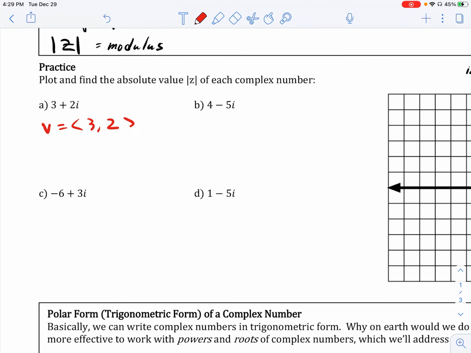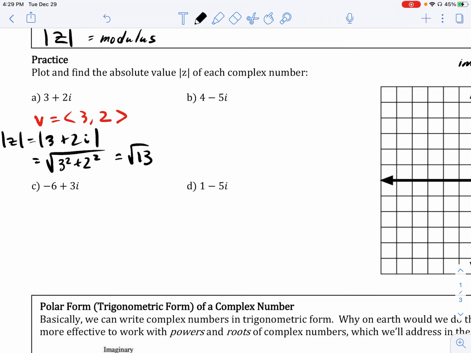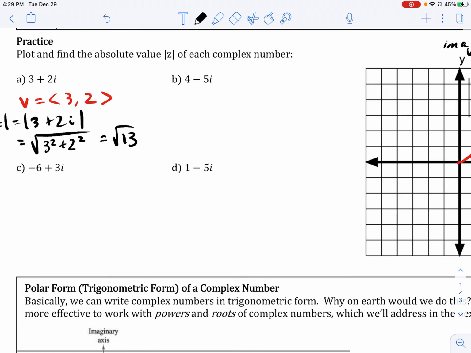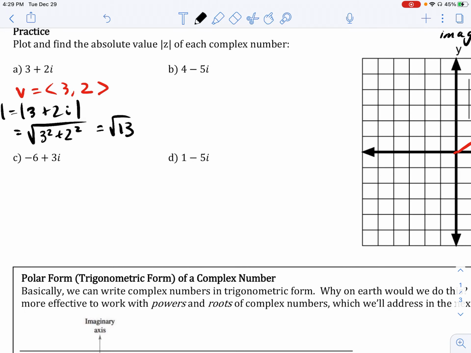That's its equivalent vector. If I want to find the absolute value of 3 plus 2i, the absolute value of z, it's simply taking the magnitude of this vector, which is 3 squared plus 2 squared, so 9 plus 4. This would be equal to root 13. And you can do this with any complex number in any particular quadrant. So you can go ahead and pause this video and try checking your solutions for B through D with the solutions I have uploaded to Google Classroom.